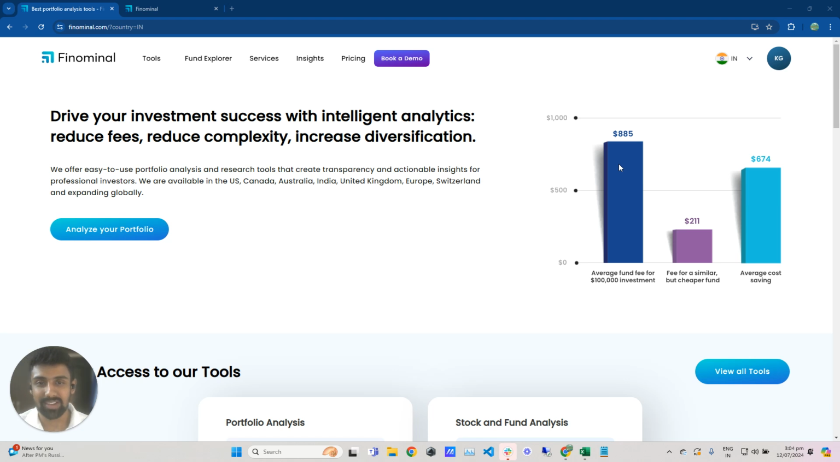Today we are going to look at Parag Parikh Flexi Cap Fund. It's a popular fund in India, mostly for its humongous outperformance. A few things to know about this fund before getting into the analysis is it's been trading since 2013, so it has more than 10 to 11 years of history.